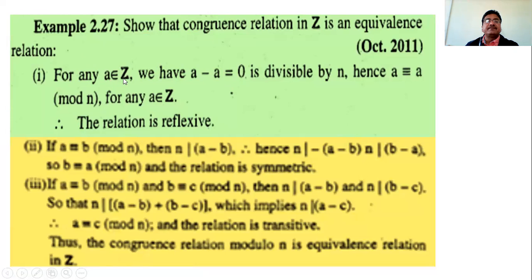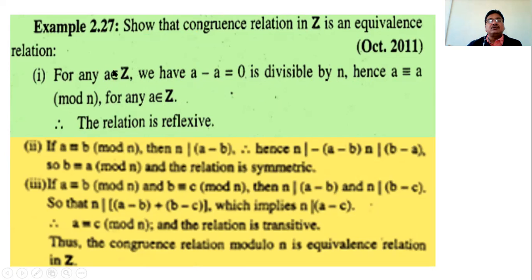Then the first condition: we have to show the relation is reflexive, meaning every integer, every member of this Z, is related to itself. So take any element from Z. Suppose a belongs to Z. Then a minus a is 0, and 0 is divisible by n. That is, n divides a minus a, and therefore a is congruent to a modulo n for any a belongs to Z, and therefore the relation is reflexive.